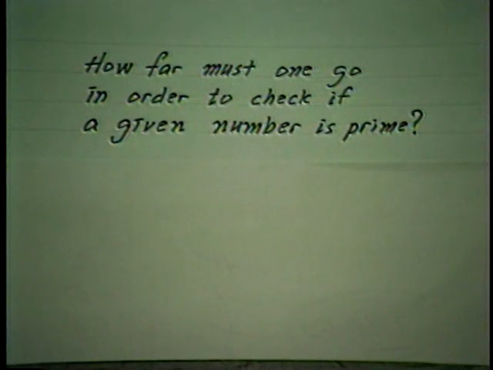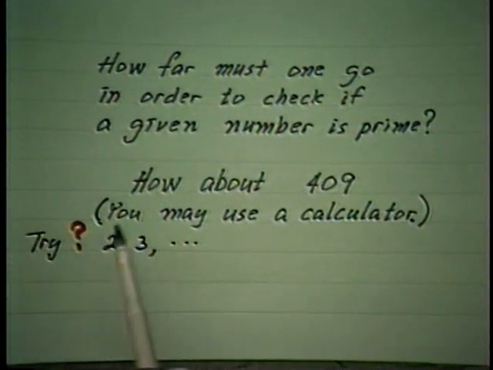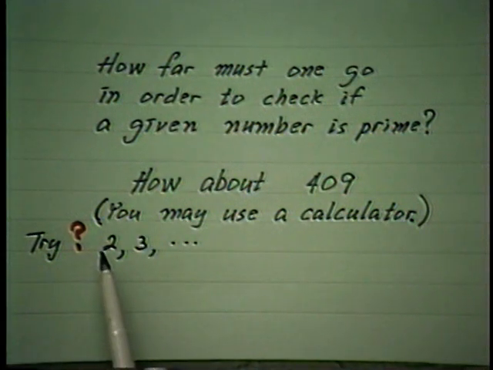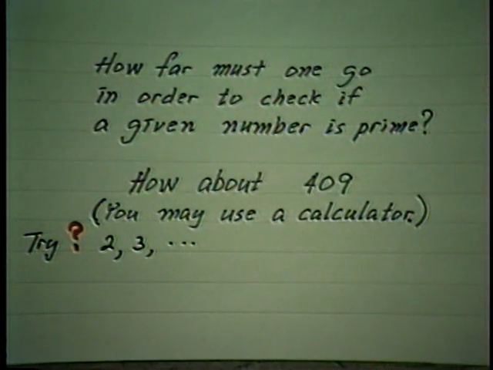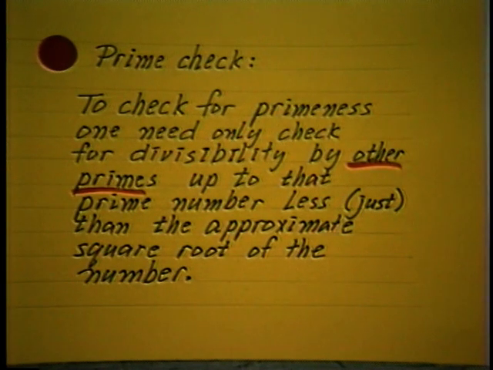If primes are that important, how far must one go in order to check if a given number is prime? How about 409? Let's say we were going to try 2, 3, 4, 5, 6, 7, 8, etc. Well, as it turns out, we don't have to try all those numbers. There's a real nice rule which cuts our work greatly. To check for primeness, one need only check for divisibility by other primes up to that prime number which is less, just less, than the approximate square root of the number.